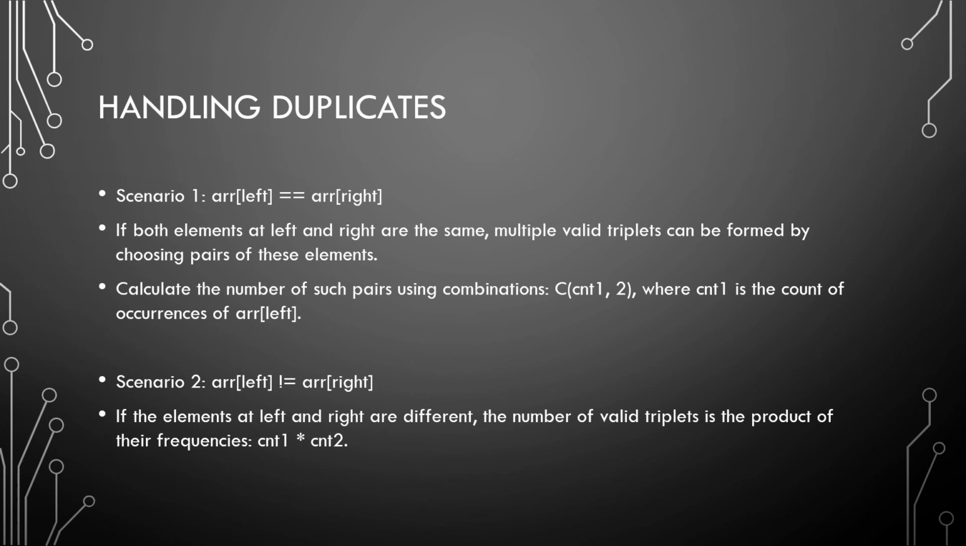An important consideration in our solution is handling duplicates. When two elements at the left and right pointers are the same, we need to calculate how many valid triplets can be formed by choosing different pairs of these elements. For such cases, we use combination to calculate the number of ways to select these elements. When the elements are different, the number of valid triplets is simply the product of the count of both elements.